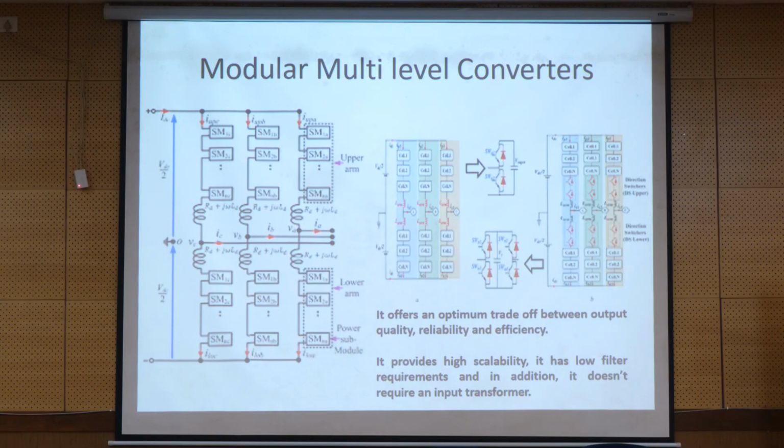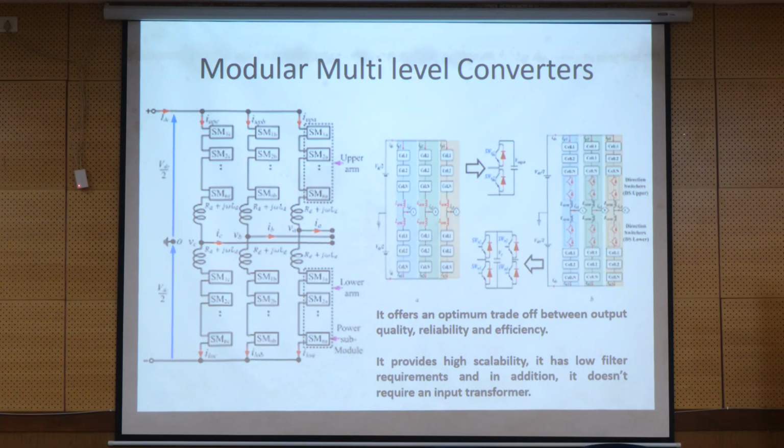The neutral point clamped, diode clamped, flying capacitor multi-level inverter topologies, we will work more on this one. It is going to offer an optimum trade-off between output quality, reliability and efficiency. You know that the output quality is good, reliable and more efficient, making an assumption that the power conversion is ideal, that is 100% efficiency. High scalability means that it is repeatable.